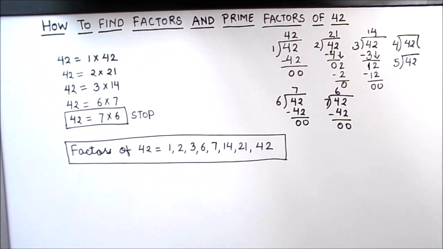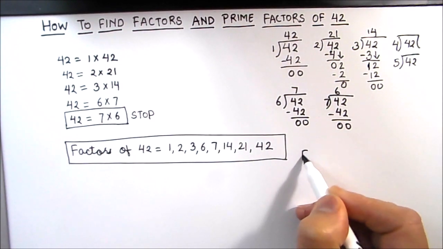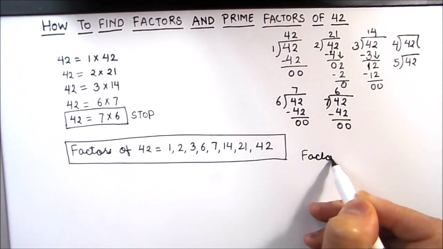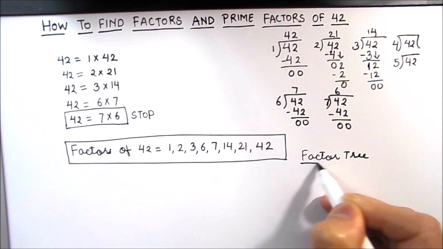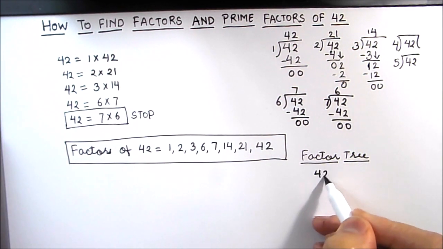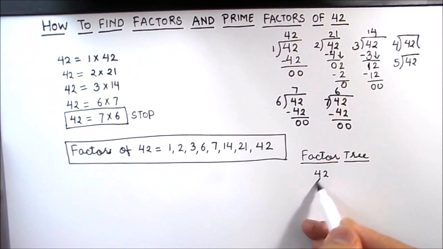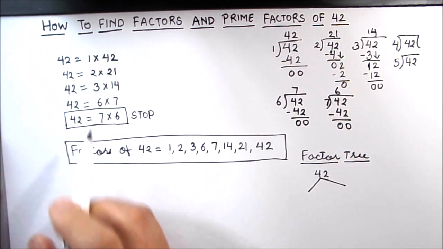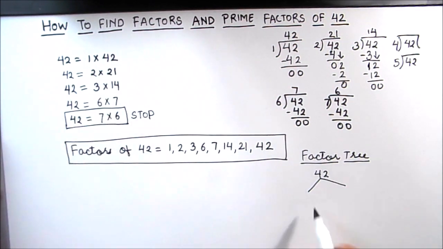Now let's find the prime factors of 42. So prime factors of 42 will be prime numbers. For finding the prime factors, let's make the factor tree for 42. So in the factor tree, on top will be number 42, for which we are making the factor tree. And we can write 42 as the product of any of the two factors here. So let's take 2 times 21.